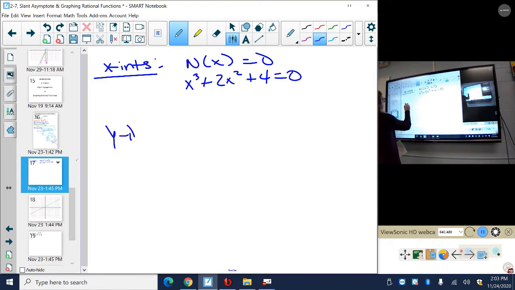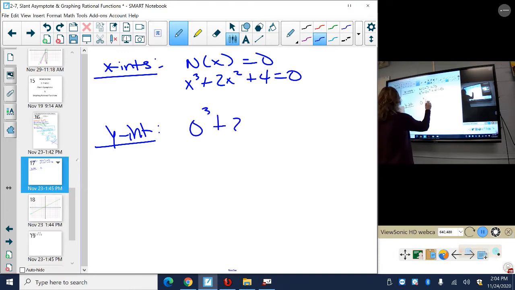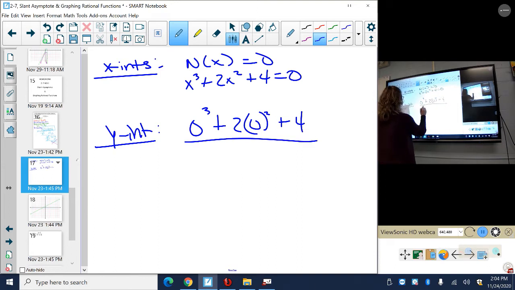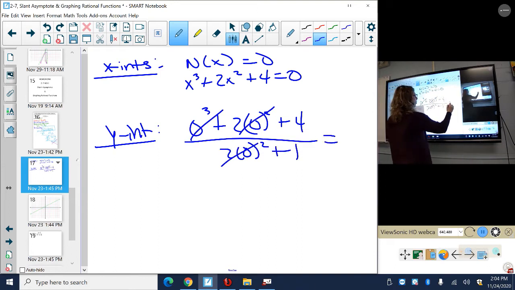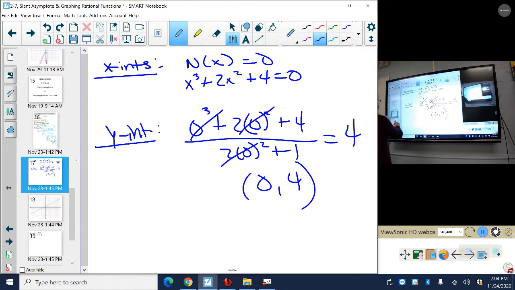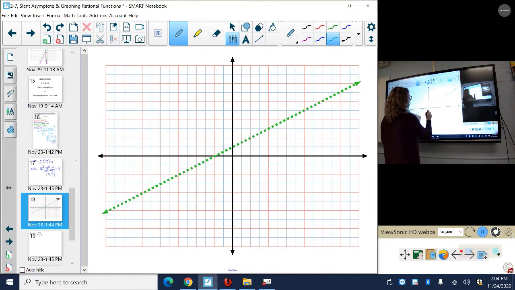Then my y-intercept is found by going ahead and letting x be 0. So if I let x be 0 everywhere here, I have 0 cubed plus 2 times 0 squared plus 4 over 2 times 0 squared plus 1. All of those go away and I'm left with a 4, so I have the ordered pair (0, 4). So again, I'm going to come over here and graph the point (0, 4). Bam! That's what I know I need.